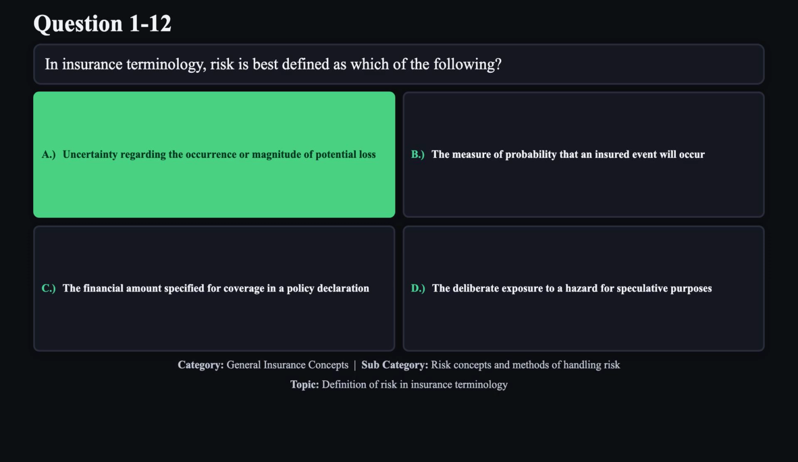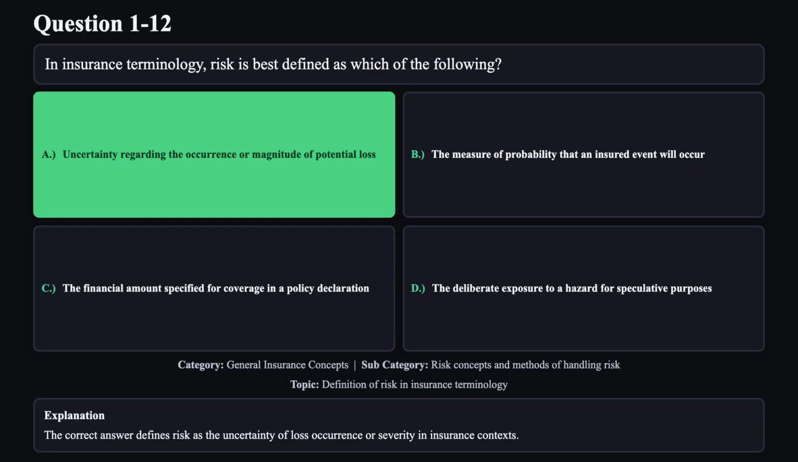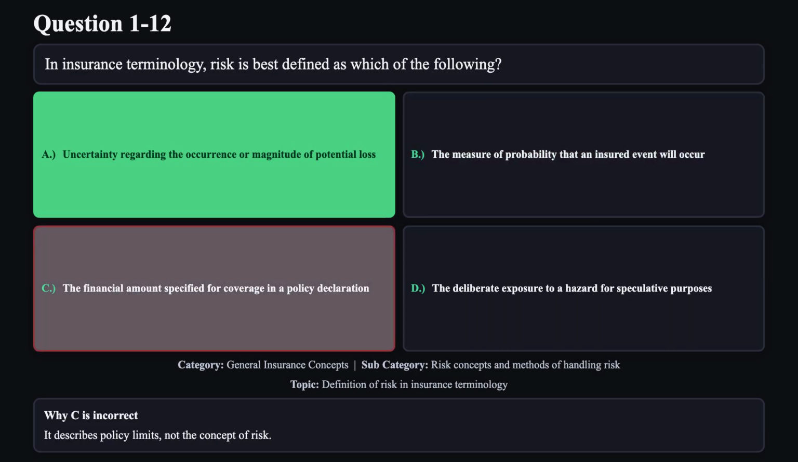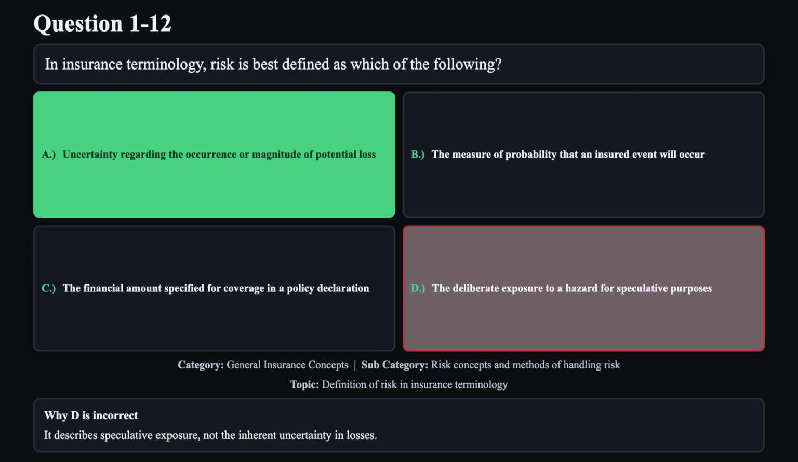The correct answer is A. The correct answer defines risk as the uncertainty of loss occurrence or severity in insurance contexts. Reason B is not correct. It incorrectly focuses solely on probability rather than overall uncertainty of loss. Reason C is not correct. It describes policy limits, not the concept of risk. Reason D is not correct. It describes speculative exposure, not the inherent uncertainty in losses.